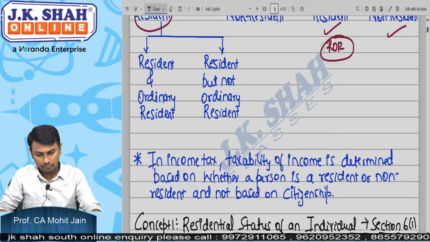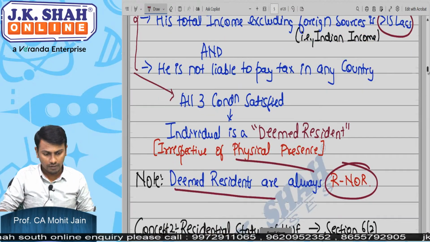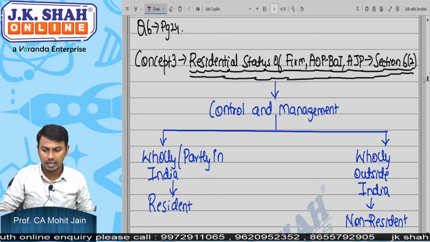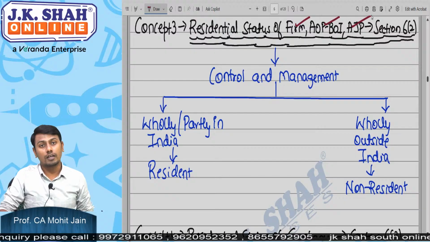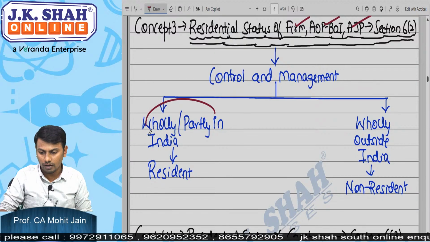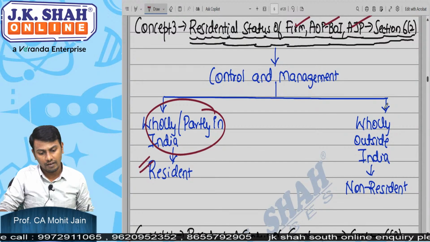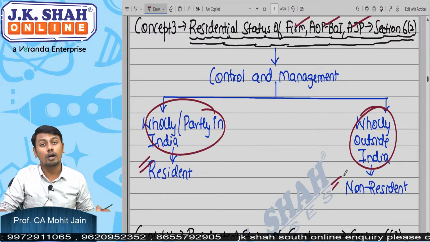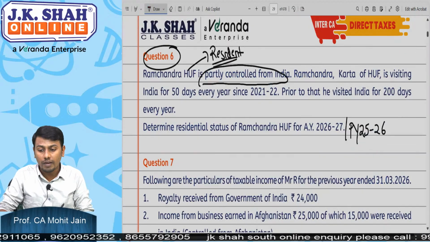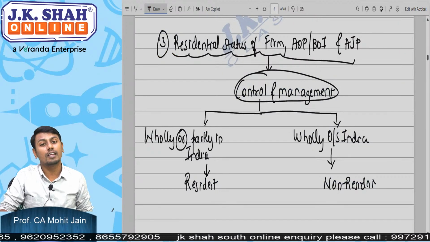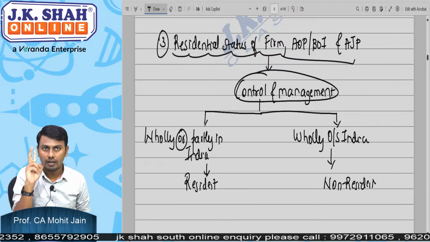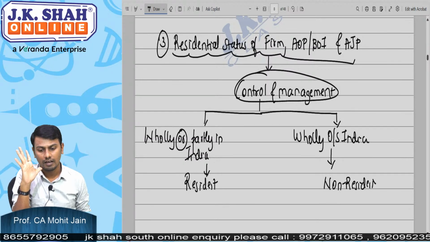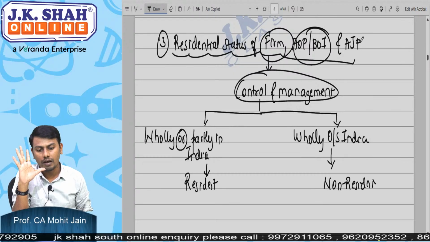So what did we learn? We learned now the residential status of firm, AOP, BOI and artificial juridical person. If it is wholly or partly in India, then resident. And if it is wholly outside India, then it will become non-resident. So how many persons' residential status have we learned till now? 5. First individual, then HUF. Now we have learned 3: firm, AOP, BOI and AJP.